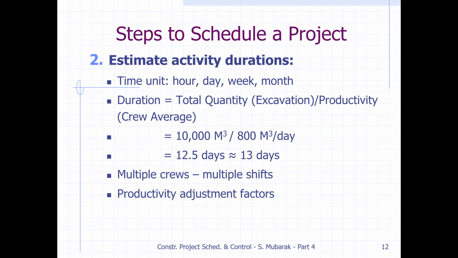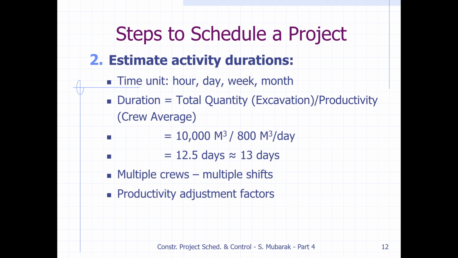Productivity rates for all kinds of work are available online on websites from the Construction Industry Institute or the Construction Specifications Institute. We can use those productivity rates, and the quantities are given in the BOQ. So we can decide the duration this way.